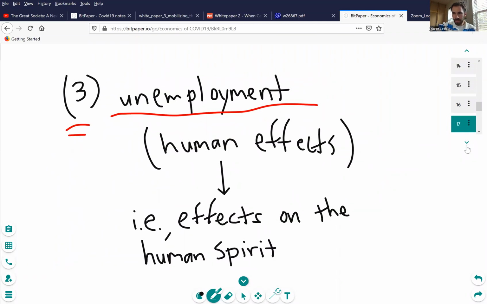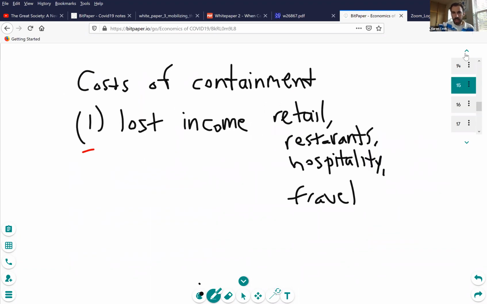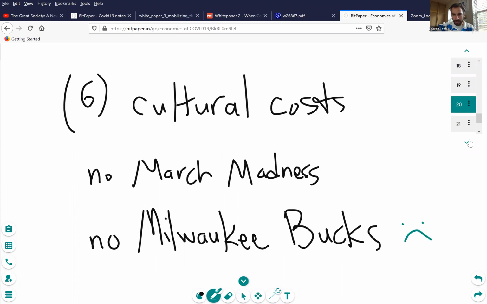We went over some of these costs of containment. I think we may come back to these a little bit today, but I just have these listed here as a reminder from last time.